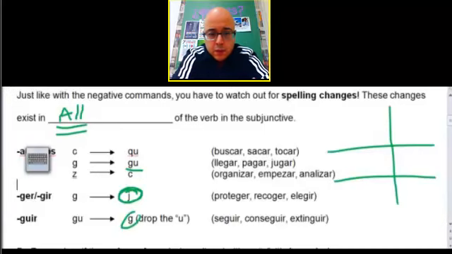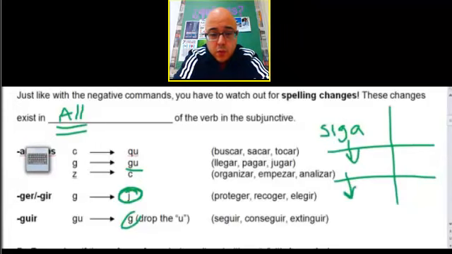Now the next set of verbs is guir verbs. We just drop the U. So like seguir would be sigo as the yo form. You drop the o, you swap the ending. So it'd be siga. And this change would happen once again through all of the forms.